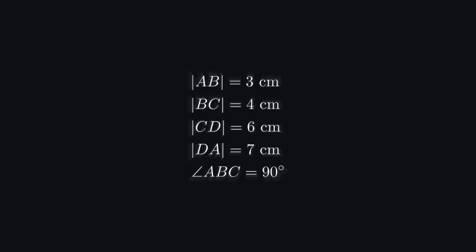The question gives us AB equals 3 centimeters, BC equals 4 centimeters, CD equals 6 centimeters, DA equals 7 centimeters, and angle ABC equals 90 degrees. We are asked to calculate angle ADC, correct to the nearest degree.